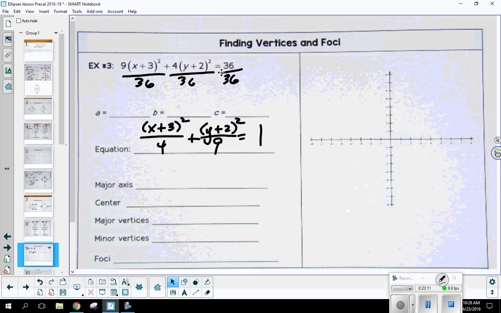Oh, and I forgot to tell you on this one, you are going to get a radical value for C. Okay, just use the radical. Don't worry about getting the decimal, approximating it. Just work with that square root.